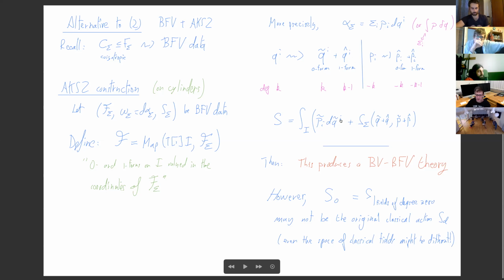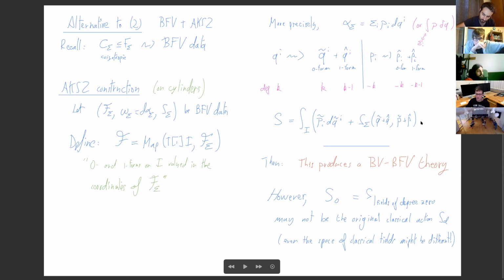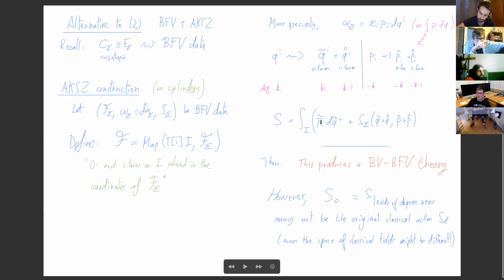And then what you do is the following. You write down the BV action as follows. You integrate over the interval this 1-form. In the first term, you take p twiddle dq twiddle. P twiddle and q twiddle are functions, so this is a 1-form, and it has degree 0, so this is okay. On the second part, you take the function S sigma, and instead of evaluating it at p, q, you evaluate it on this non-homogeneous sum of forms. Then you expand this function, you select the 1-form part, and you integrate.